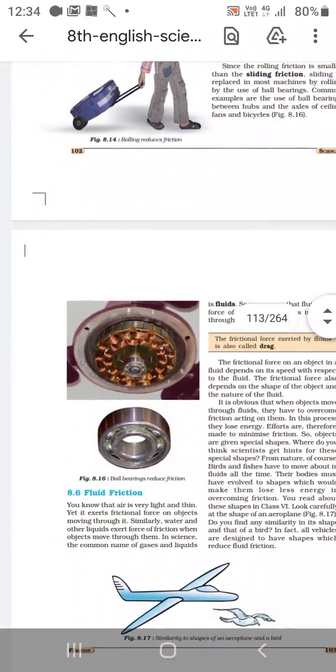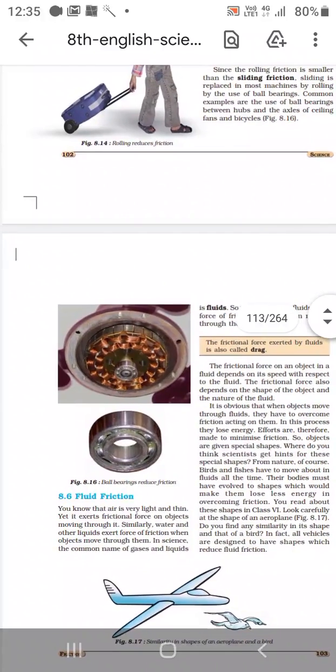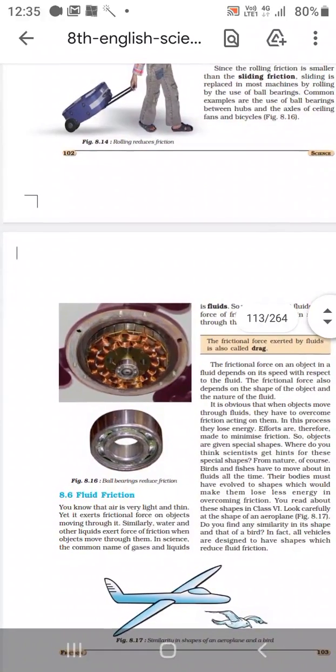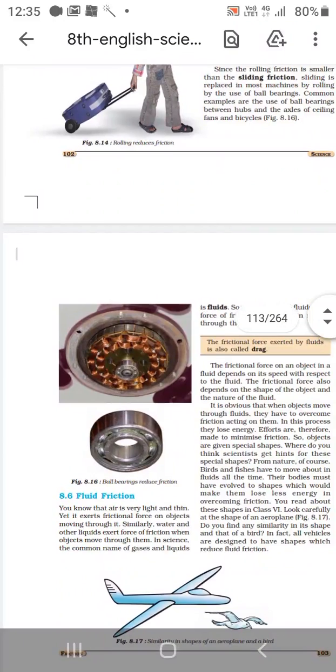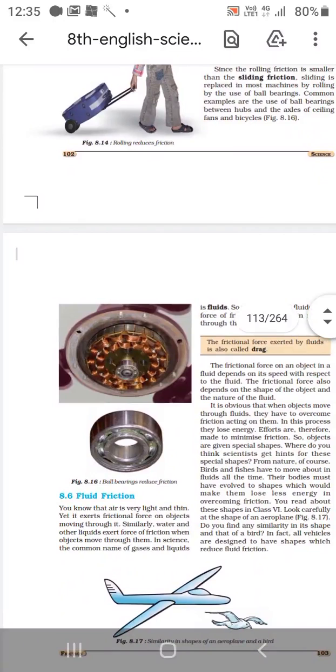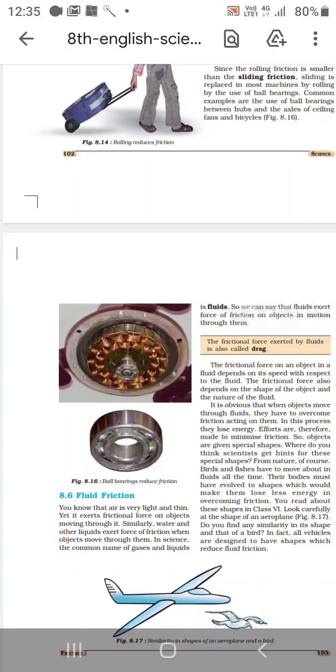The frictional force on an object in a fluid depends upon its speed with respect to the fluid. The frictional force also depends upon the shape of the object and the nature of the fluid. Obviously, when objects move through fluids, they have to overcome friction acting on them. In this process, they lose energy. Efforts are therefore made to minimize friction, so objects are given special shapes.